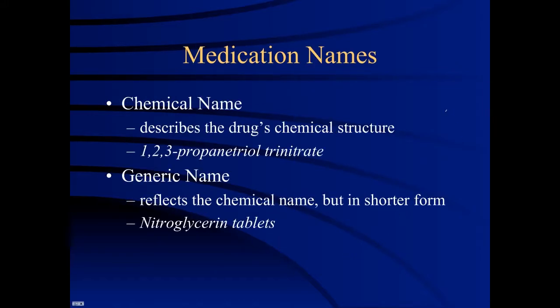So I'm going to talk about medication names. The chemical name is that big, long, ugly name that chemists like, and it actually describes the drug's chemical structure. If you know all the rules about chemical names, you can actually draw out the atomic structure of the chemical based on the chemical name. So here's a chemical name, 1,2,3-propane triol trinitrate. The generic name reflects the chemical's name but in a much shorter form, nitroglycerin tablets. And there are some rules for how they come up with these as well, but not always.